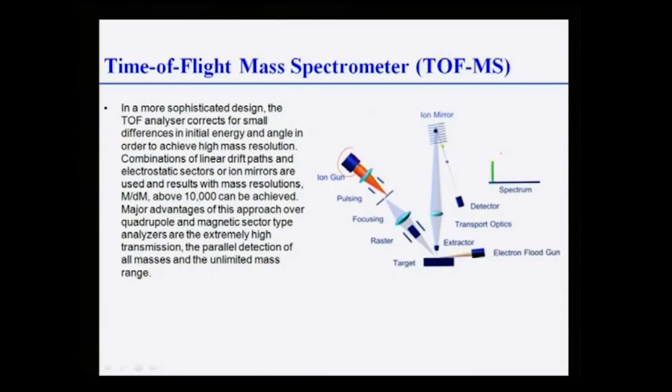The advantage of this technique over the quadrupole and magnetic sector type is extremely high transmission, parallel detection of all masses, and unlimited mass range. Yes, because what we are doing is basically time of flight measurements: how much time a mass takes to fly a particular distance, and depending on that we can differentiate among different species. We are not using the exact m by z ratio.